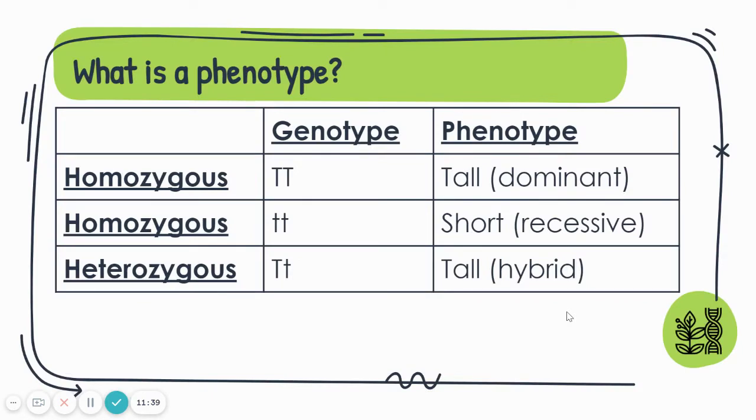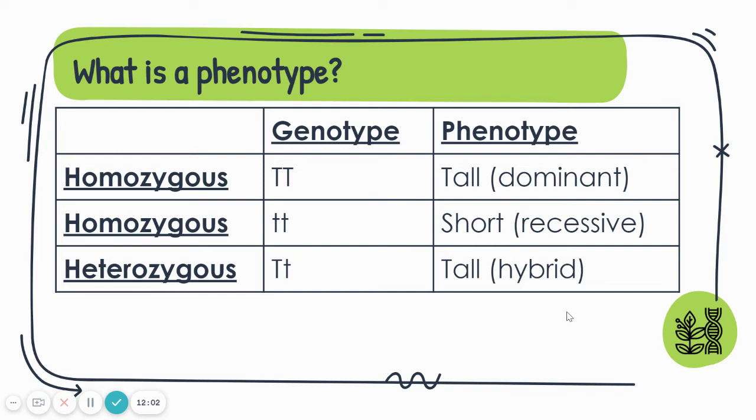Right, so here are some examples. The homozygous dominant genotype would be big T. The phenotype would be tall, right? It has that dominant phenotype. Homozygous recessive would be little t. The phenotype would be short. It shows the recessive phenotype.